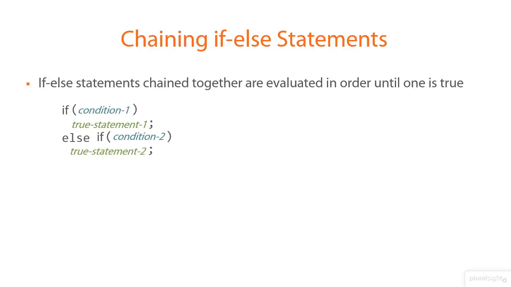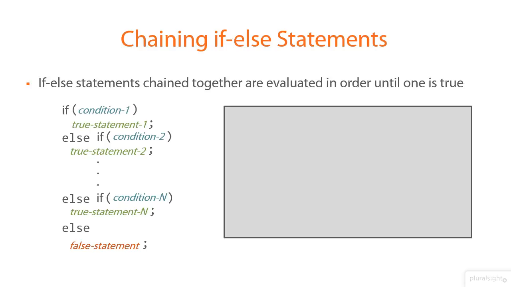And if that condition is true, we have its true statement. We can repeat this as many times as we want. We could have 20 or 30 of these in a row if we wanted to. That probably wouldn't be a good coding practice, but it's completely legal. And you can optionally have just an else at the end to say, if none of those were true, what should I do in that case?